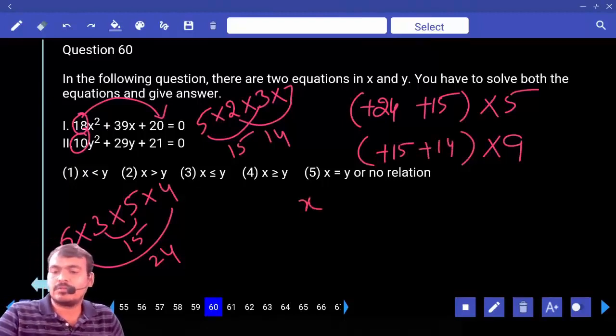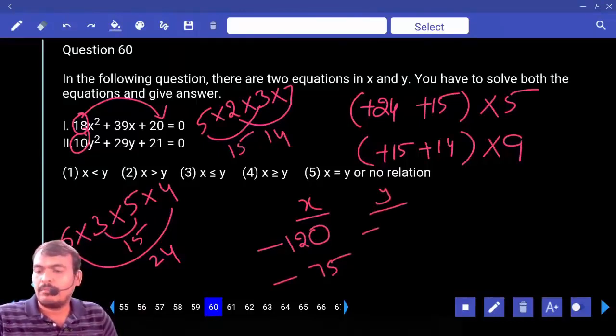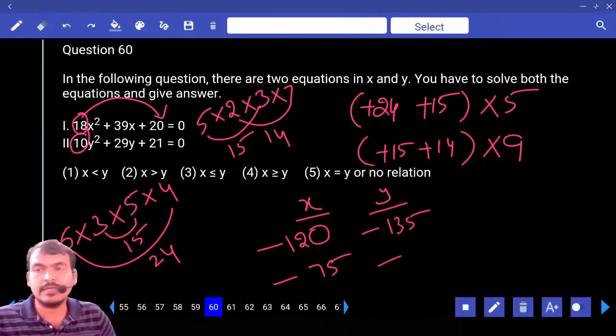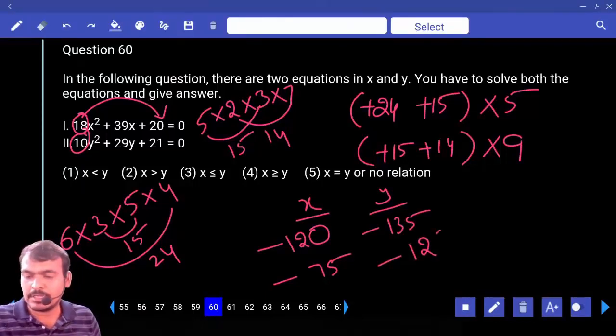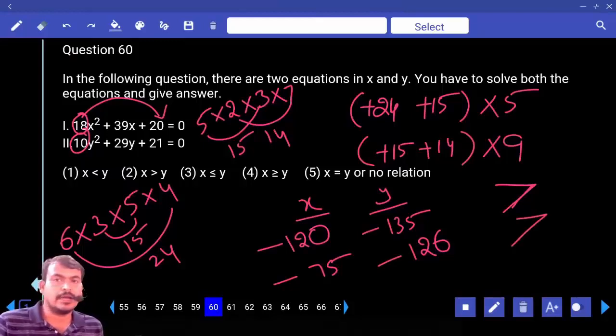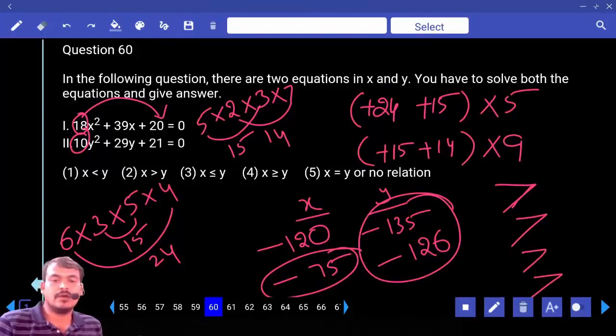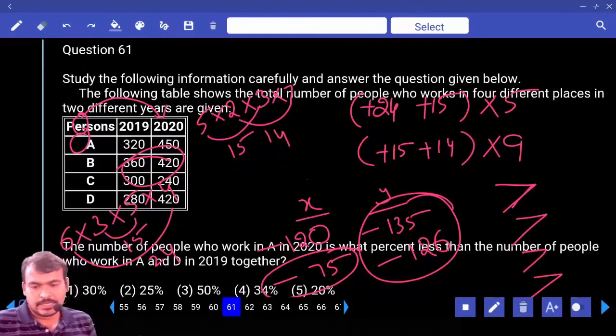What are the x final roots? Minus 120, minus 75. The y roots are minus 135, minus 126. Okay. Negative 120 compared to negative 135, greater than or less than? Greater than. Minus 120 compared to minus 126, greater. Minus 75 compared to these two values, greater or not? Relation: x greater than y. Next, 61.